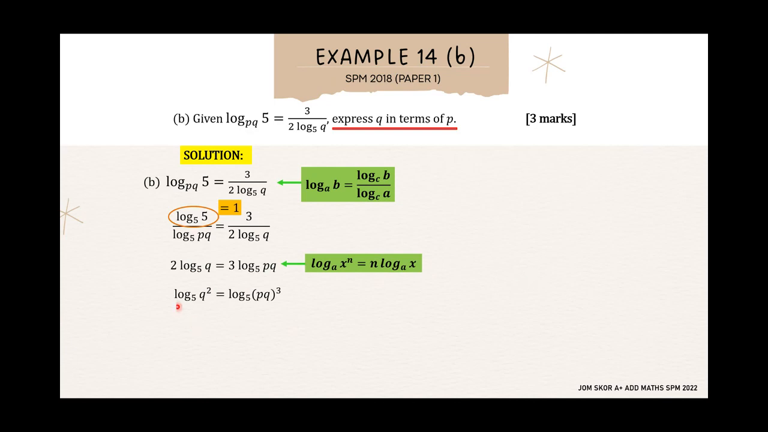Okay. So bila base dah sama, yang perlu kita buat, we can compare both sides. So teacher akan dapat Q square is equal to PQ cube. Okay. So if log X base A is equal to log Y base A, then X is equal to Y. Okay, base dah sama, jadi teacher akan samakan nilai ni saja. So Q square is equal to PQ cube.